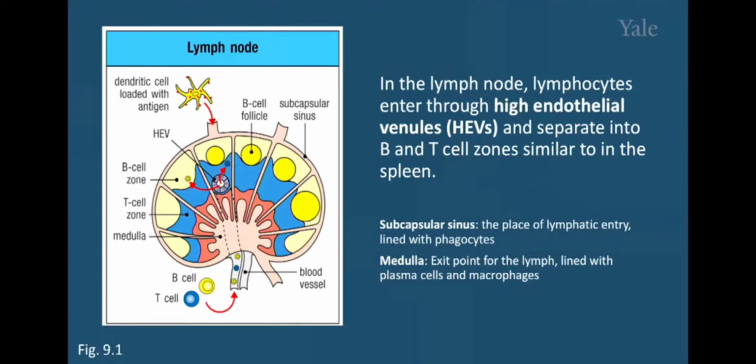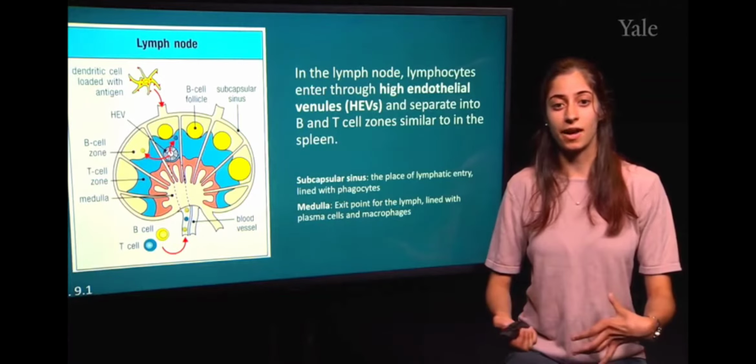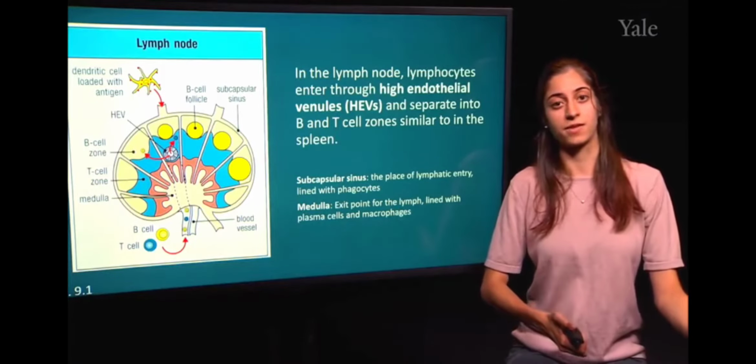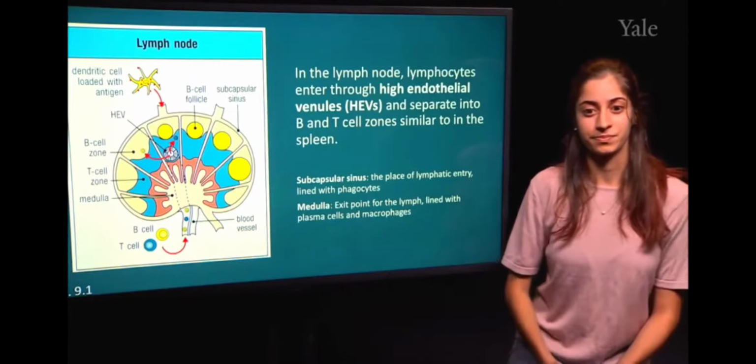adaptive immune response. Here, similarly to the spleen, the T cells will enter through a vessel called the high endothelial venule, where they will then separate into their respective B cell follicles and T cell zones, where they will encounter dendritic cells that can then tell them whether they should activate an adaptive response or not. Then they will leave through the medulla.